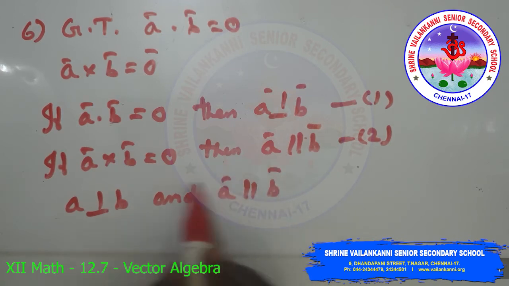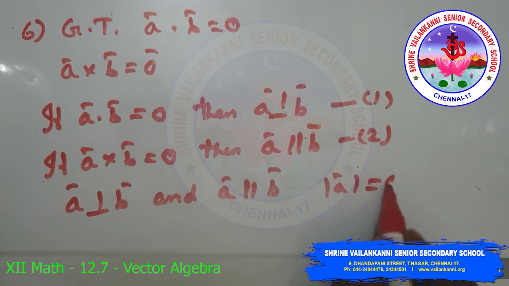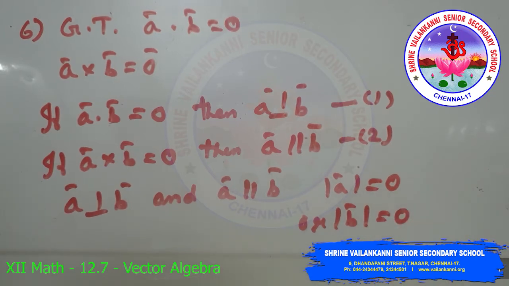From equations 1 and 2, we conclude that A is perpendicular to B and A is parallel to B, which is possible only if either the magnitude of A equals 0 or the magnitude of B equals 0.